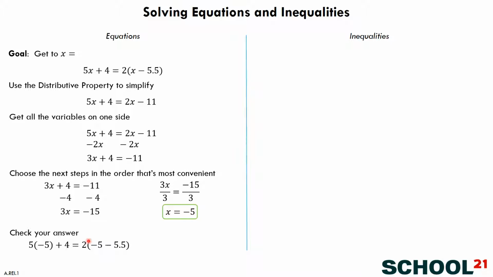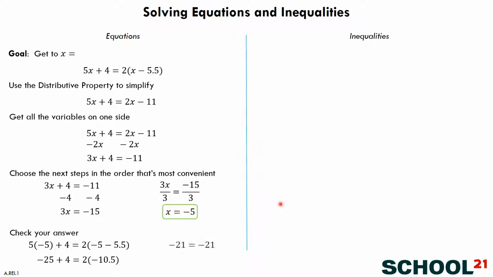So let's go ahead and simplify this side. What's 5 times negative 5 over here? Negative 25. Negative 25, okay. And then we'll just keep going along here. Negative 25 plus 4. And then what's negative 5 plus negative 5.5? Does it make sense that it's negative 10.5? Yep. Okay. Now let's go ahead and add up the left-hand side. What's negative 25 plus 4? Negative 21. Very good. And what's 2 times negative 10.5?